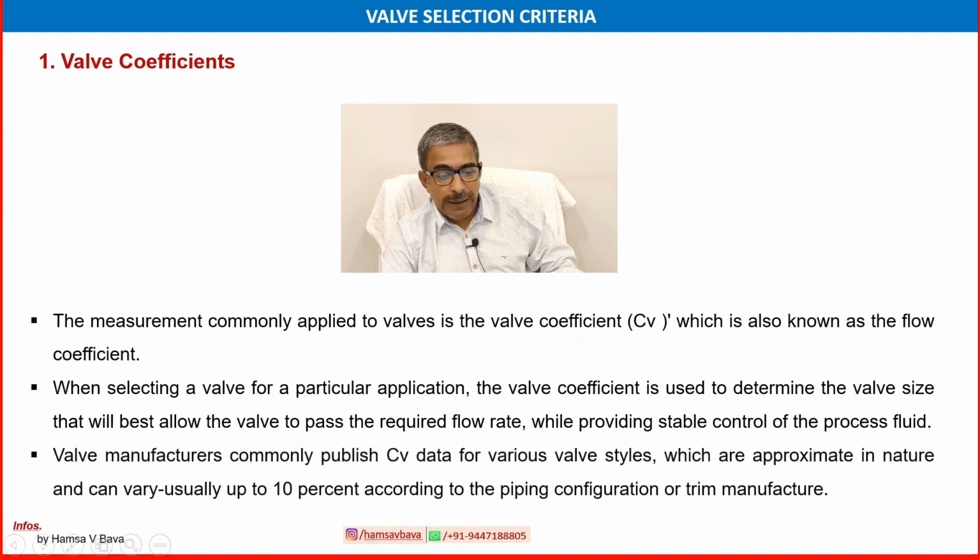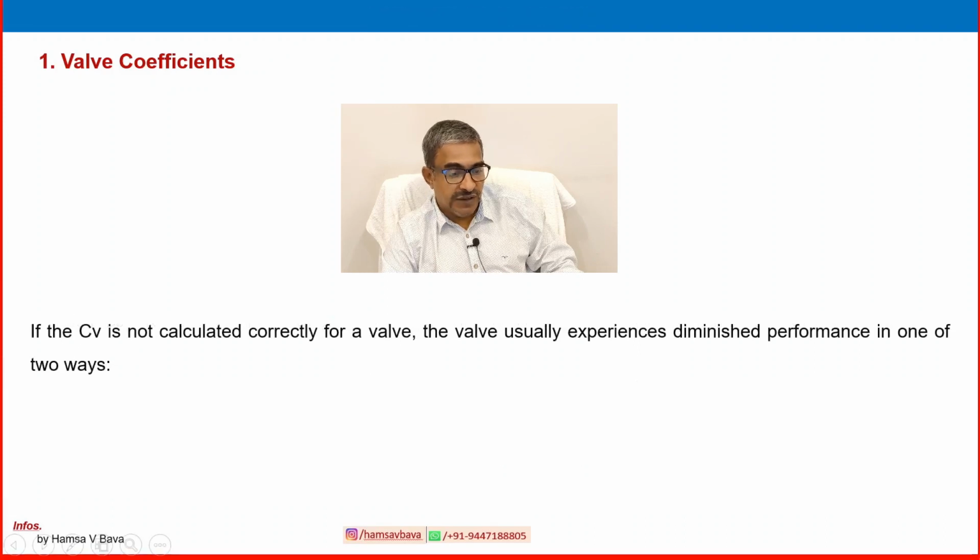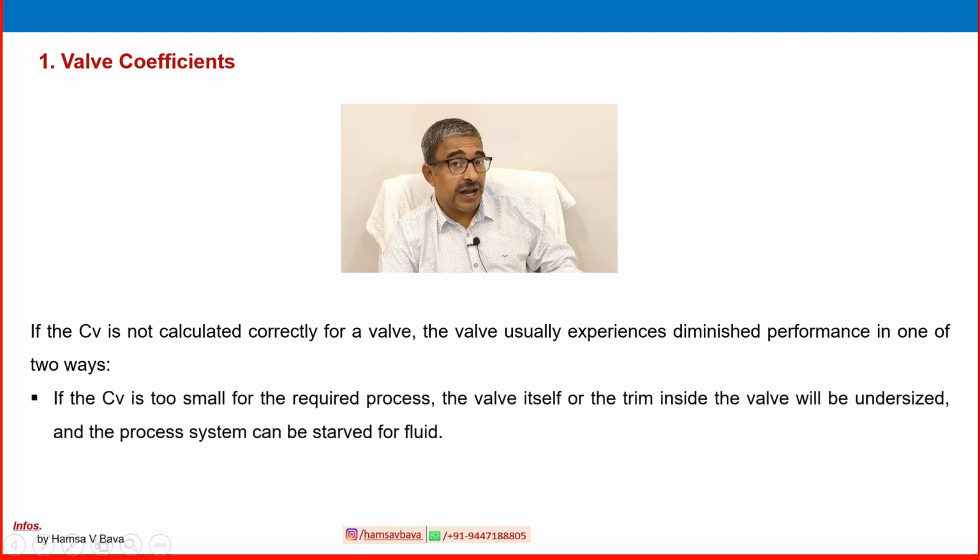Valve manufacturers commonly publish CV data for various valve styles, which are approximate in nature and can vary by up to 10% according to the piping configuration and trim manufacturer. If CV is not calculated correctly for a valve, the valve usually experiences diminished performance in one of two ways. So CV calculation is very important, otherwise performance will be affected on the valve in the application.